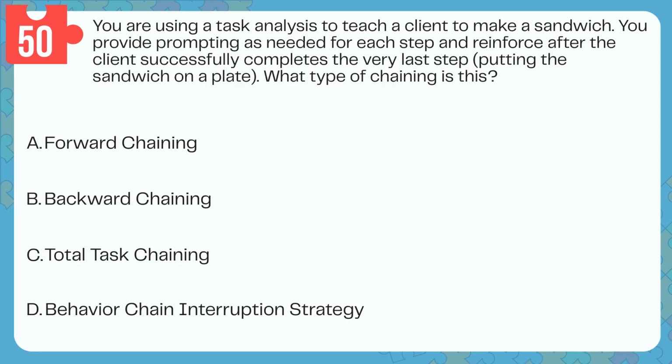Question 50. You are using a task analysis to teach a client to make a sandwich. You provide prompting as needed for each step and reinforce after the client successfully completes the very last step, putting the sandwich on a plate. What type of chaining is this? A, forward chaining. B, backward chaining. C, total task chaining. D, behavior chain interruption strategy.